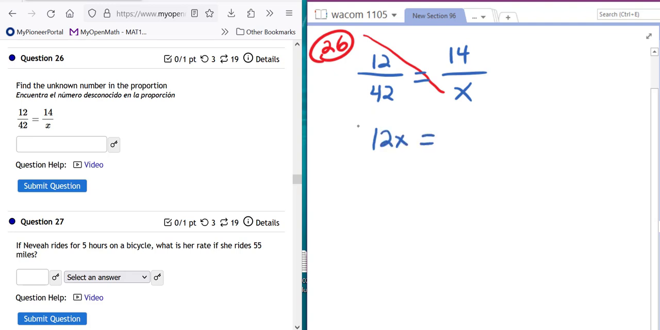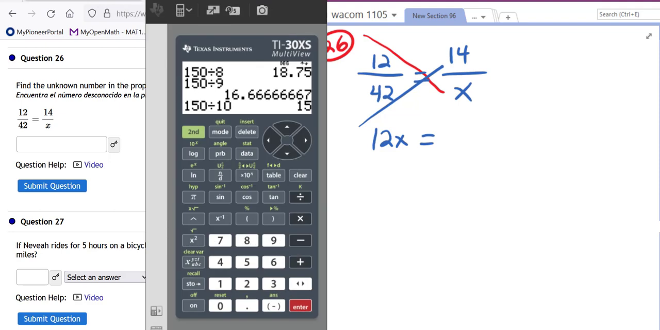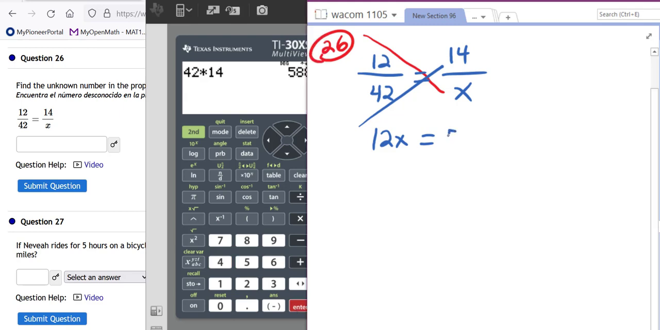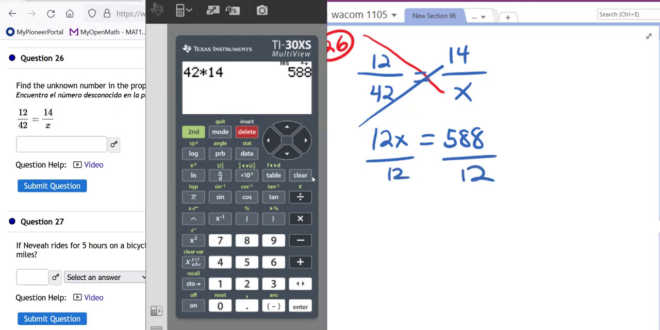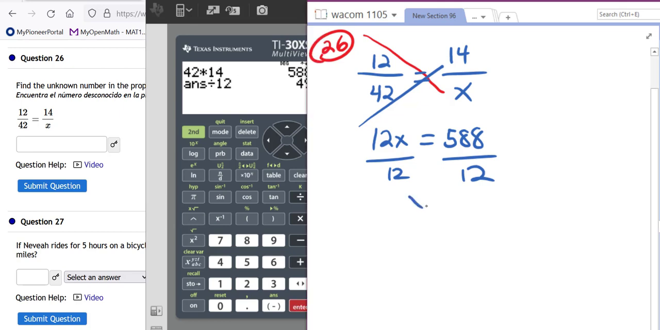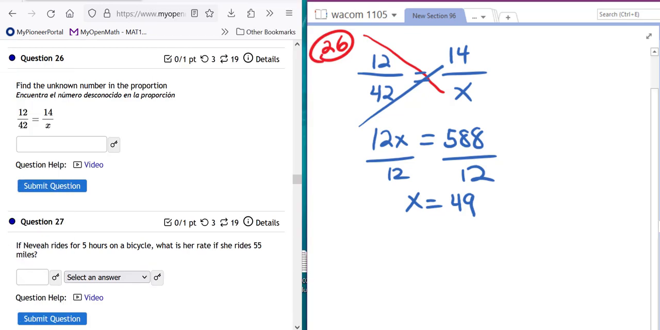So we get 12x equals 42 times 14, 588, and then divide by 12. And we'll just check that. It actually works. X equals 49. Okay, but that only works with only one fraction on each side. So it doesn't work all the time.